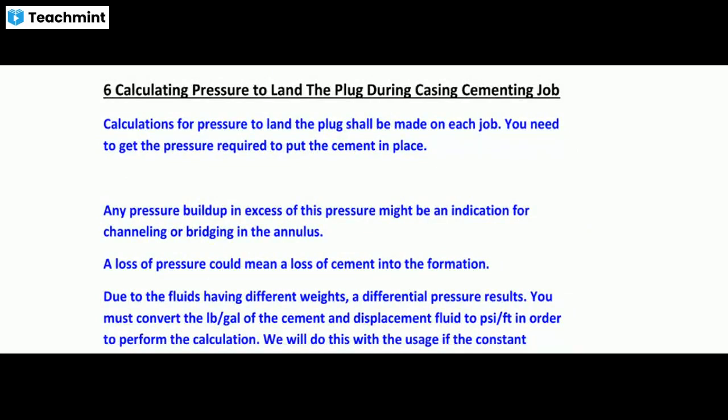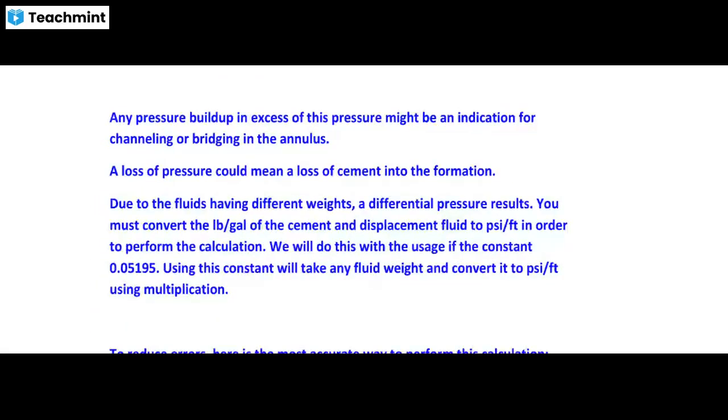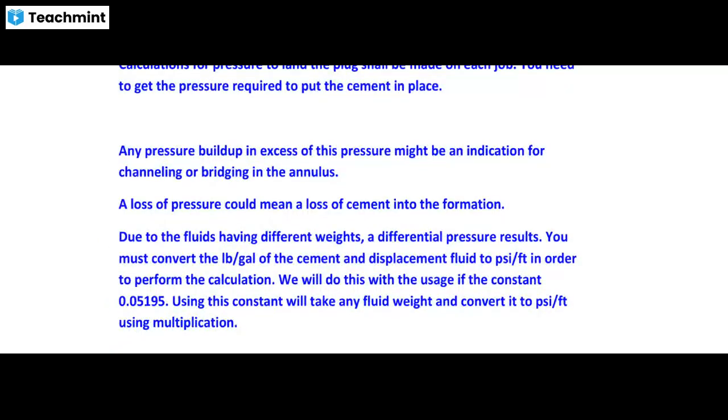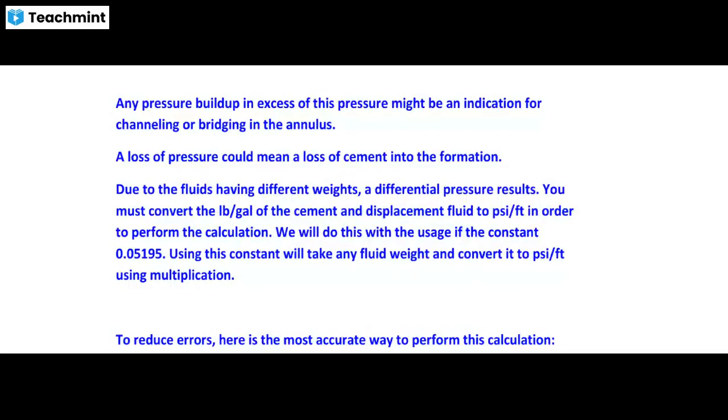So what we have to do here? You need the pressure required to put the cement in place. Any excess build-up pressure might be an indication of channeling or bridging in the annulus. The loss of pressure may indicate loss of cement into the formations. Because of this, differential pressure will result. So you have to convert the cement and displacement fluid weights in order to perform the calculation.